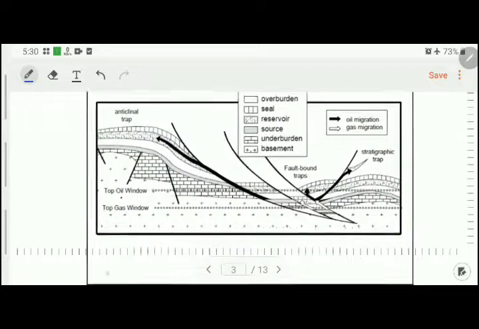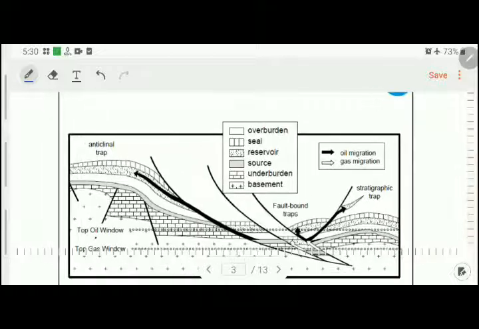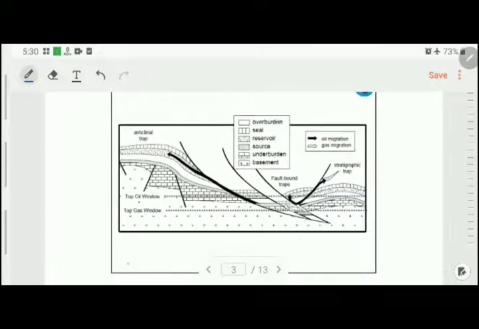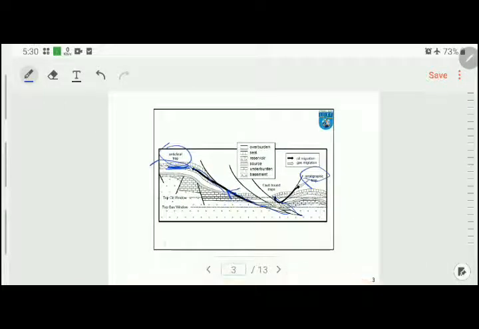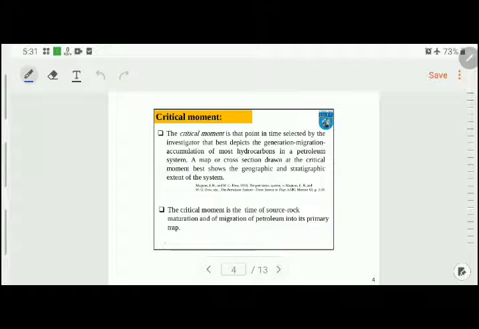Then here we have the migration of that oil and the migration of that gas through this stratigraphic trap, just like this, through a fault, or it can be through this other fault, to the anticlinal trap, where the oil may accumulate in this area. This is for the migration of that oil.